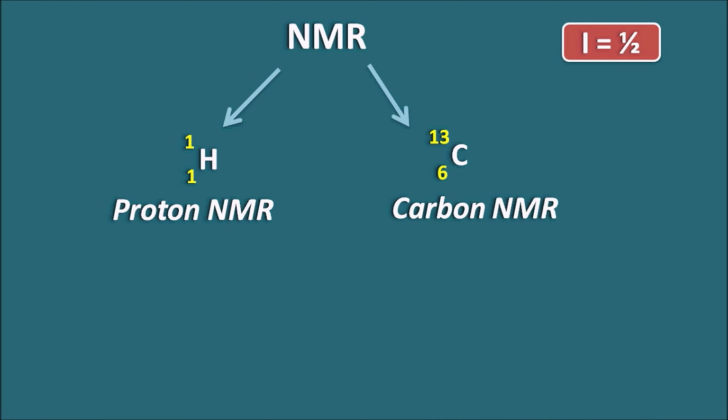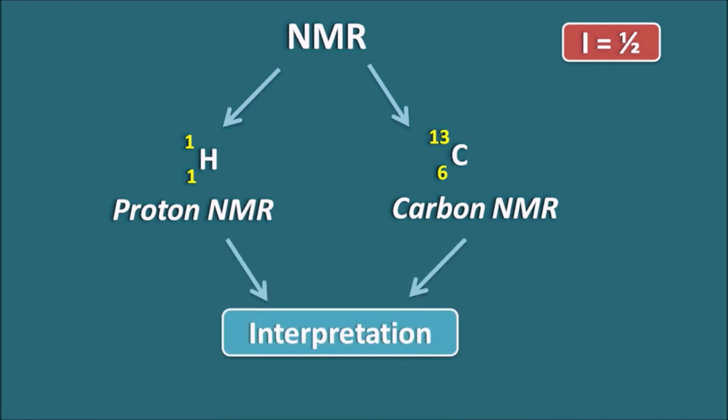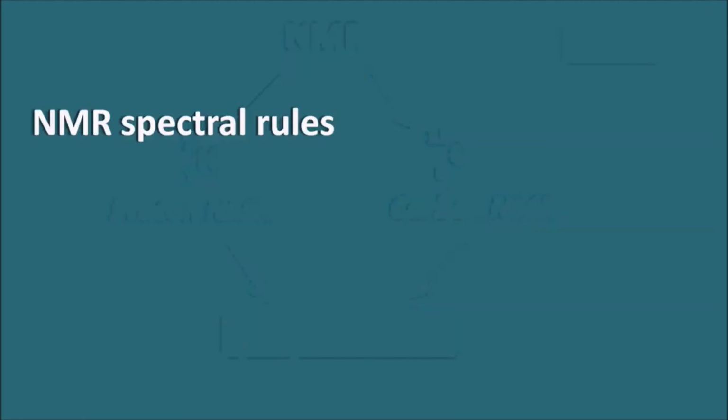In both of these spectra, one of the important aspects is the spectral interpretation. How can we get the information of a structure by seeing the NMR spectra? So in this video, let us see how we can interpret the NMR spectra and what the rules governing these are. So let's start.